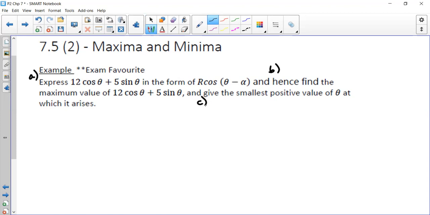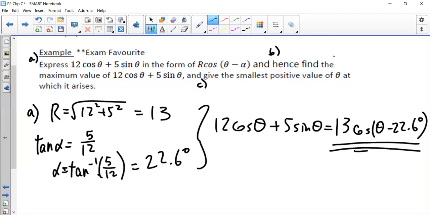Right, part A, express 12 cos theta plus 5 sine theta in the form of R cos theta minus alpha. Now, if you remember from last lesson, I'll suggest you pause the video, have a go at this question first as a bit of starter, a bit of warm up. And then when you're ready for the answer, you can press play. Right, so here's the answer, okay?